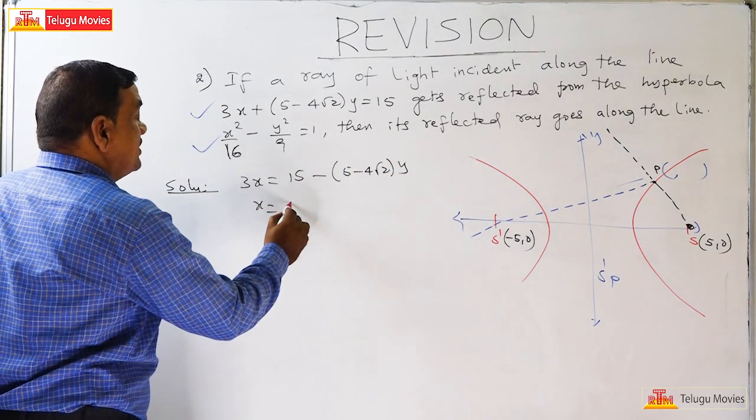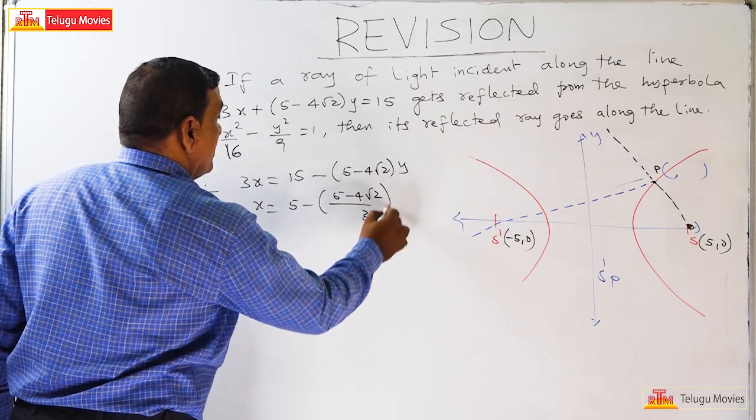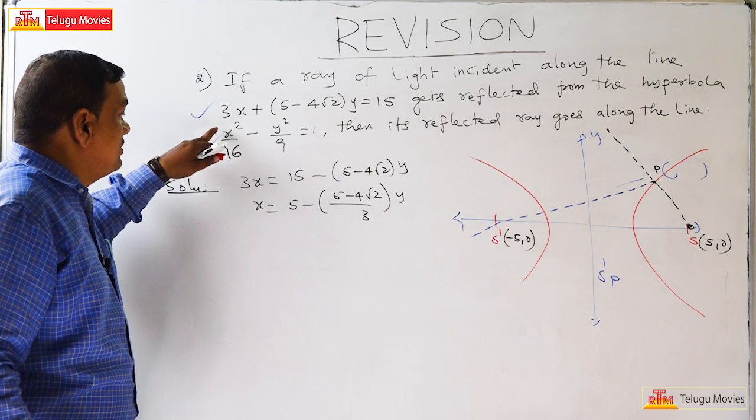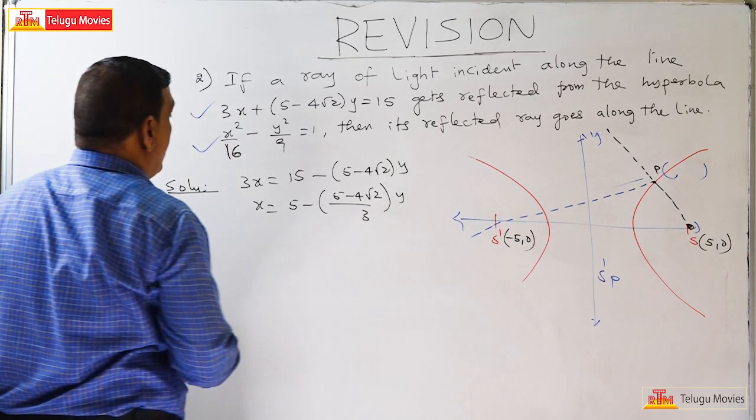Therefore, x is equal to 5 minus root 2 by 3 into 5, which is 5 minus 4 root 2 by 3. Substitute this x value here. So, substitute here. What happens here?